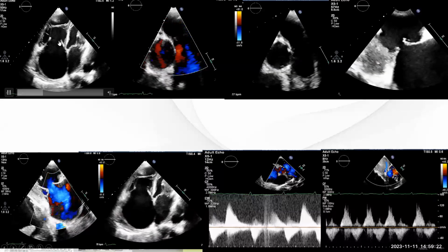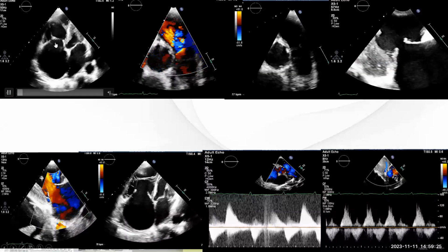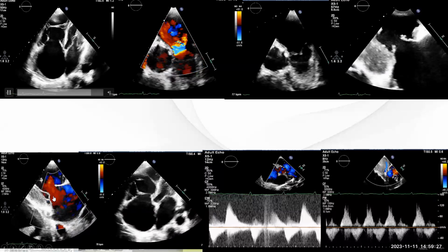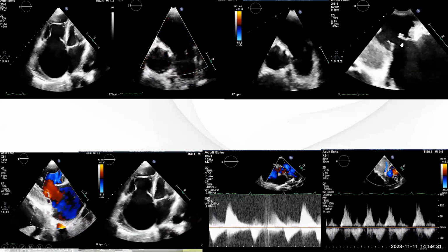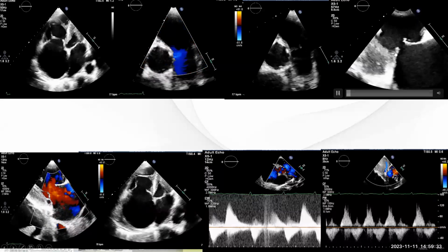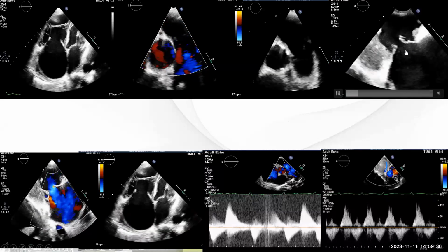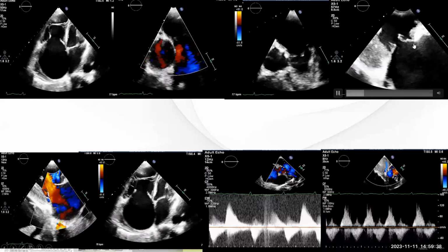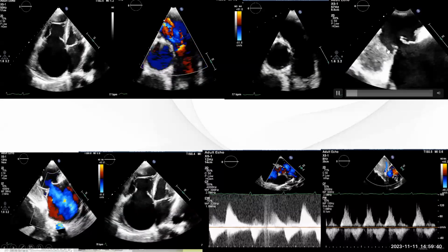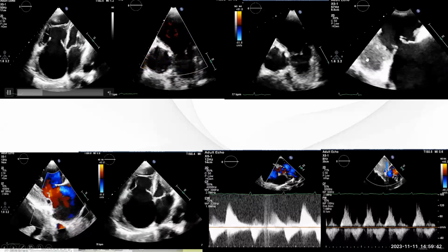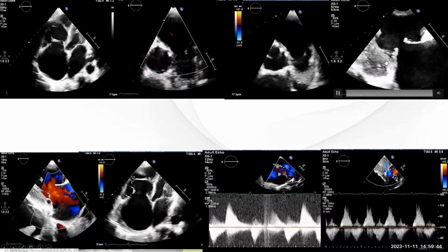You will have like what? Loss of coaptation. It's widely open TR, as you see here. Okay. And what else you have? This is very important. We likely also have tricuspid valve stenosis because we have calcified and restricted opening of the tricuspid valve. So once you have TR and TS, you have to think about one diagnosis.